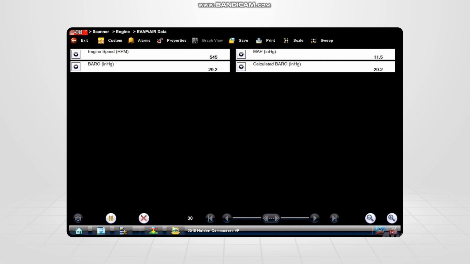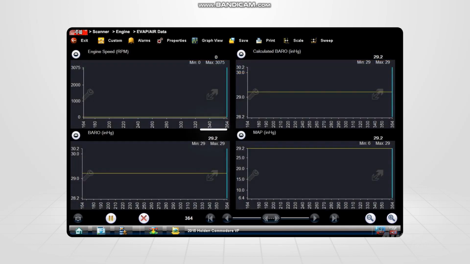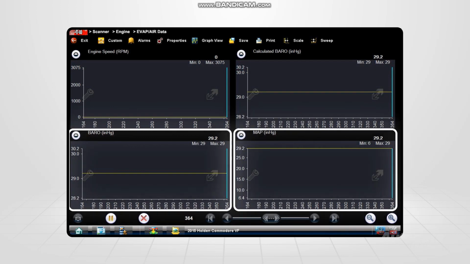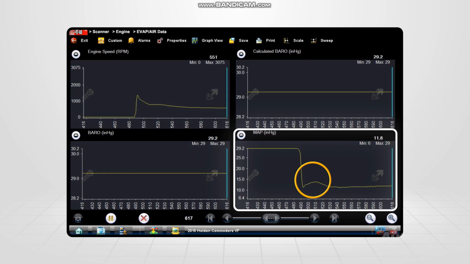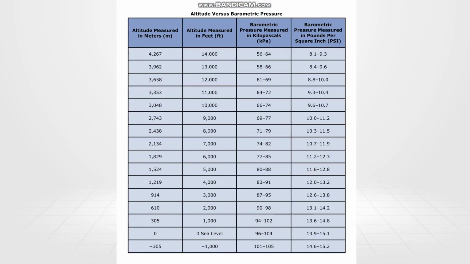With a scan tool, check the desired and actual baro readings and ensure they are identical. This is a correct value at sea level. If fitted, confirm the MAP and baro sensor values are the same with the ignition on. Start the engine and the MAP sensor values should reduce as it's now under vacuum. It's great practice to confirm the readings with an altitude versus barometric pressure table.